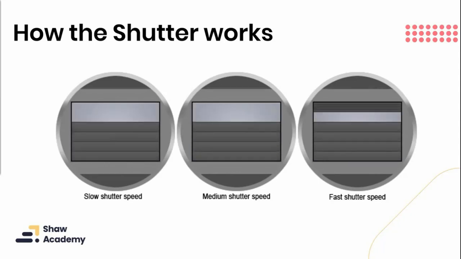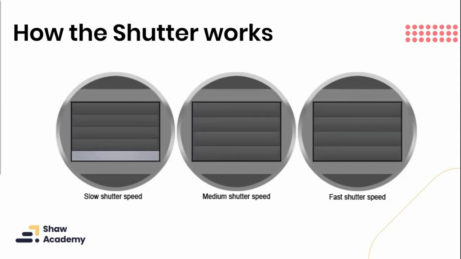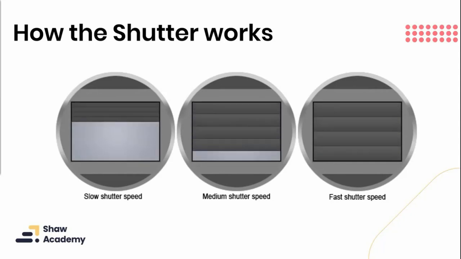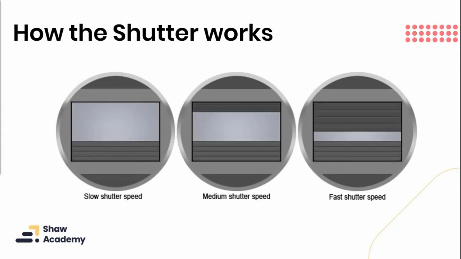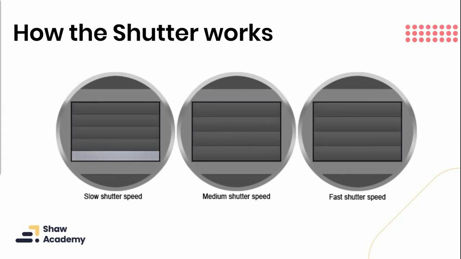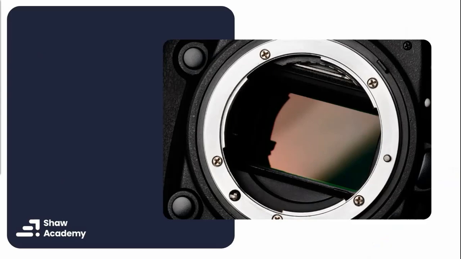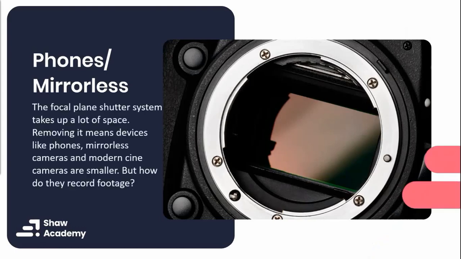Now, this was a problem certainly in the earlier days of capturing video footage on DSLRs like the Canon 5D Mark II. However, it's not something that's so much of a problem anymore, and certainly is not an issue that you're going to come across with cameras that don't have a focal plane shutter. And on that subject, many cameras nowadays, particularly phones and mirrorless cameras, don't have the focal plane shutter system. It does actually take up quite a lot of space. Removing it means that devices like phones, mirrorless cameras, modern cine cameras and so on are much smaller.